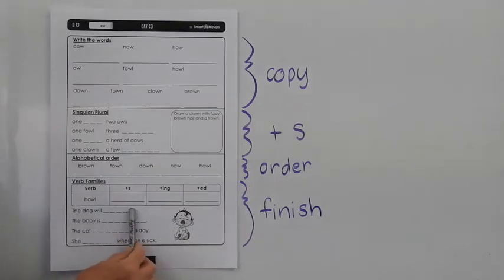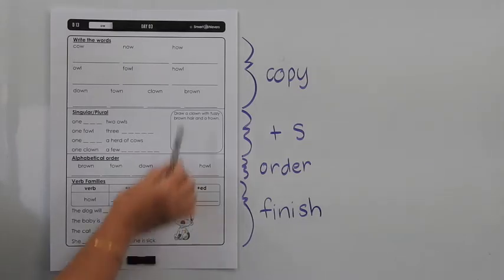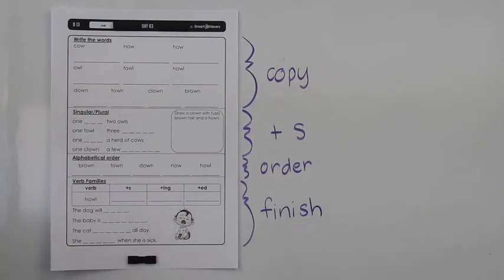And we've got some sentences down here for you to write those words in. So you're going to have to work out which one goes where. The dog will, the baby is, the cat something all day, she something when she is sick. So you can finish that page now you know what to do. Bye.